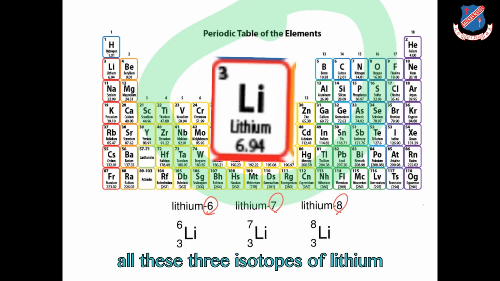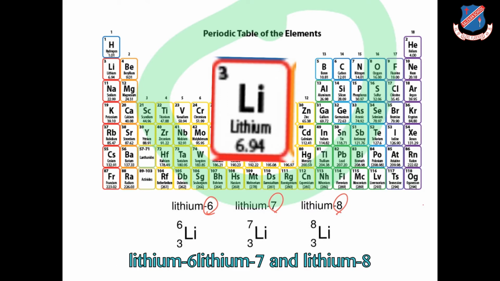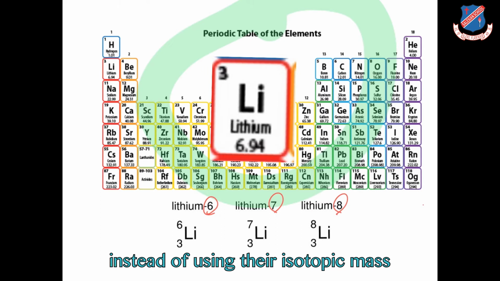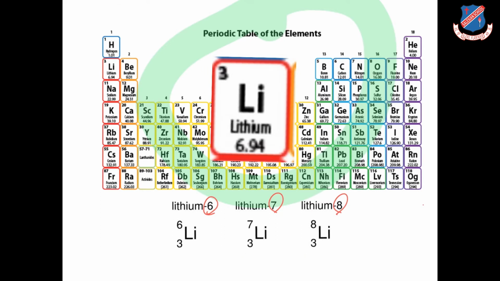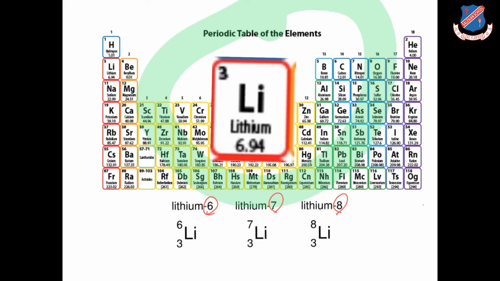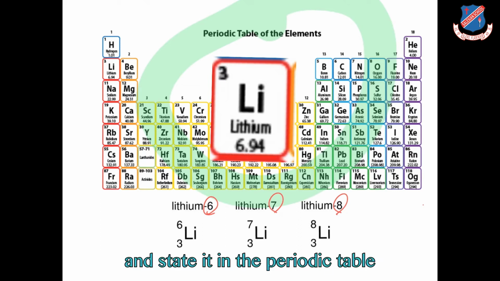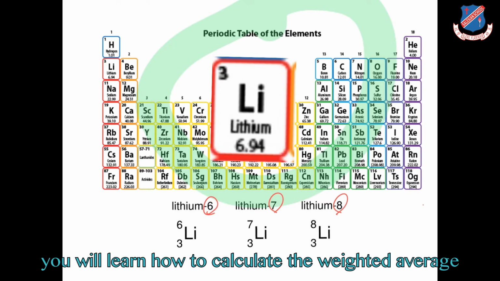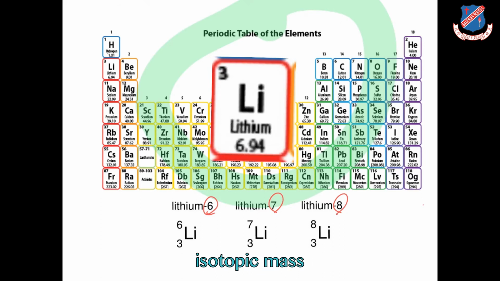All these 3 isotopes of lithium, lithium-6, lithium-7, and lithium-8, exist on Earth naturally. Instead of using their isotopic mass, we calculate the weight average of their mass and state it in the periodic table. In this video, you will learn how to calculate the weight average isotopic mass.